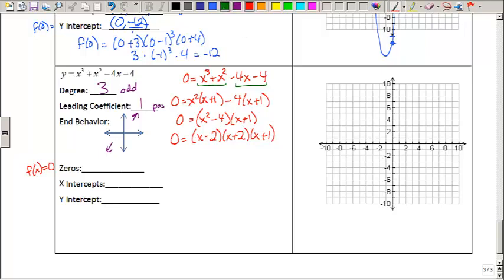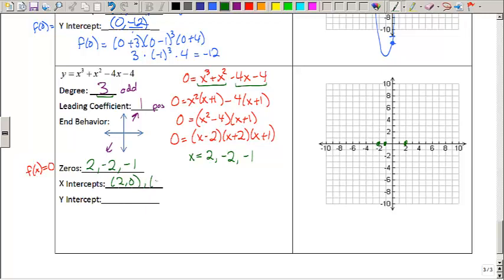I know I need 3 zeros because I have a degree of 3. The 3 zeros I'm getting are +2, -2, and -1. None of these have any multiplicity greater than 1. They all have multiplicity of 1. I don't have to note any multiplicity of 1. So at 2, at -2, and at -1, each of these values are going to go straight through using my end behavior.